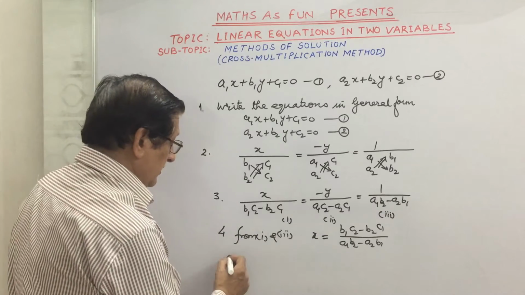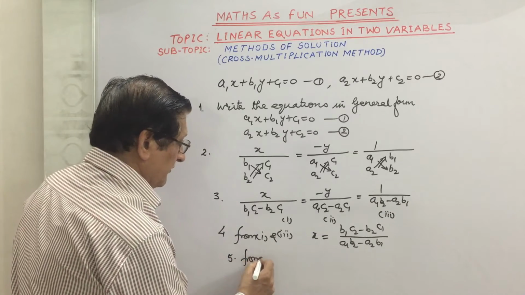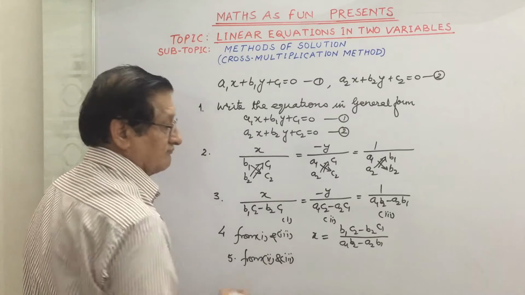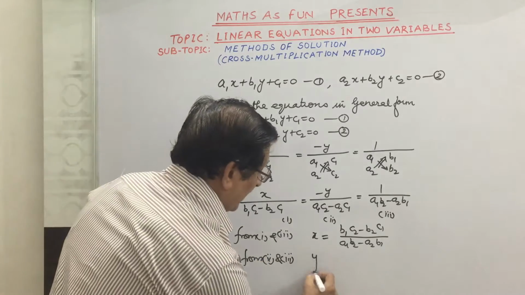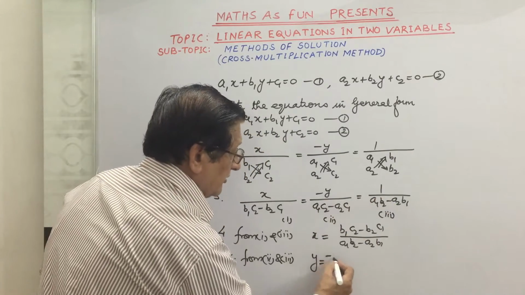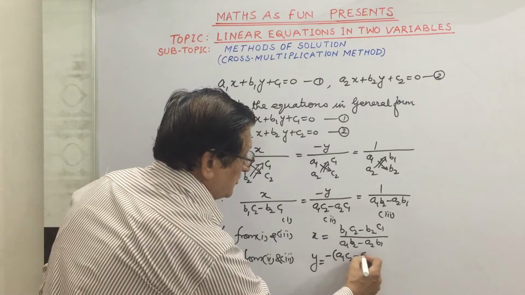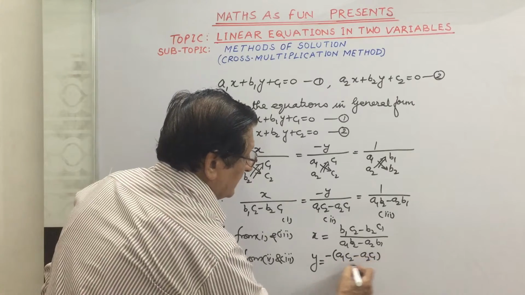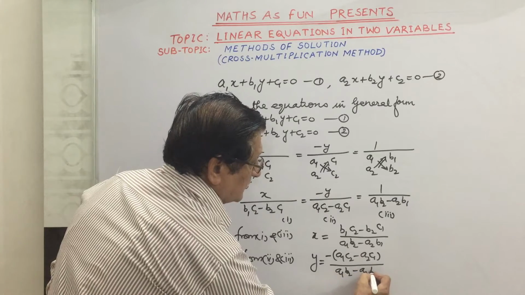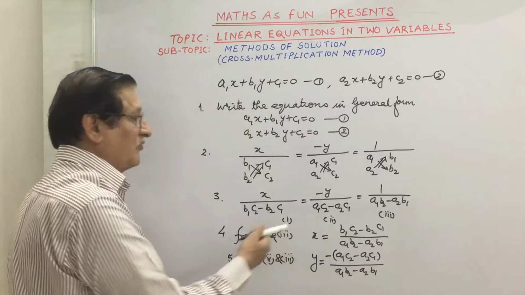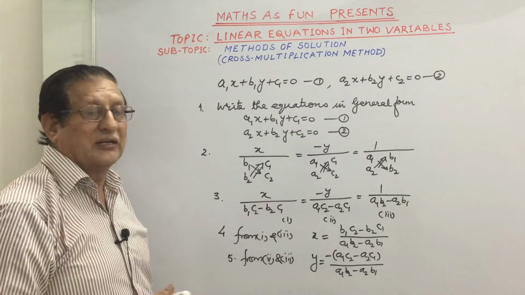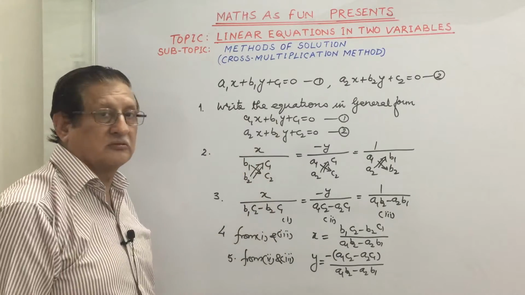And similarly, the fifth step will be from second and third, we will find the value of y. We will get y is equal to, minus also will be here, minus a1 c2 minus a2 c1 upon a1 b2 minus a2 b1, and these are the values of x and y we are getting by this particular method, and that is the solution of these equations.